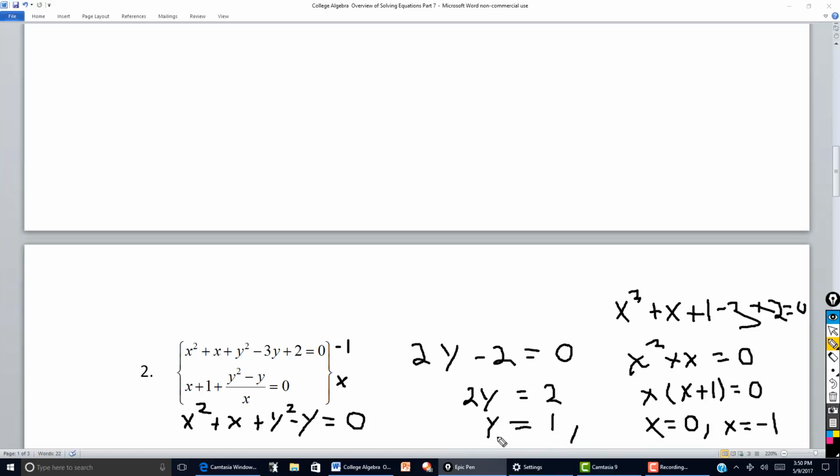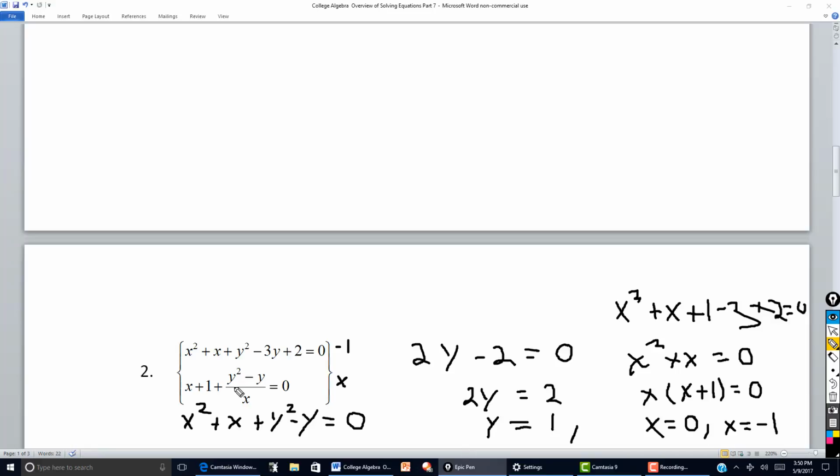So this tells me that when y is equal to 1, I could have two possible answers for x. X could be 0 or x could be negative 1. Remember, you always have to go back and check your answers. The x equals 0 is not going to work, because whenever you're checking, you have to check the original equation. So go back to the first two equations.